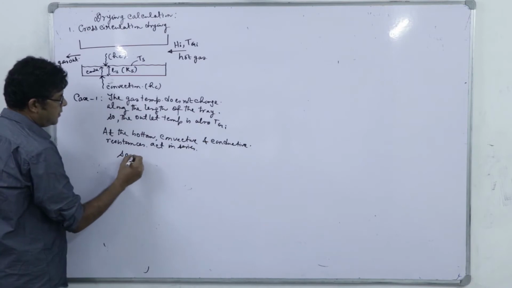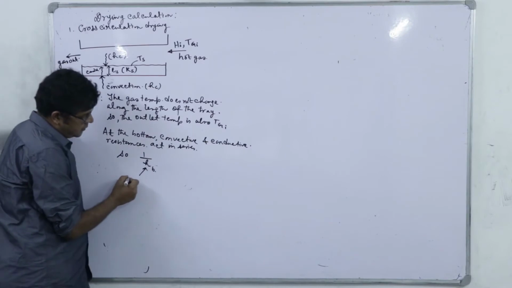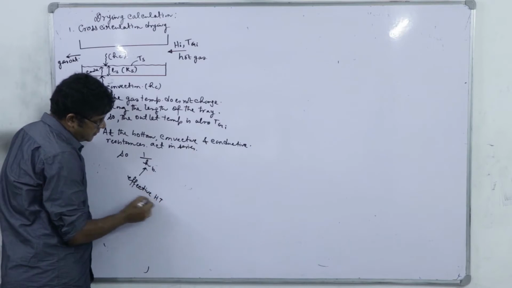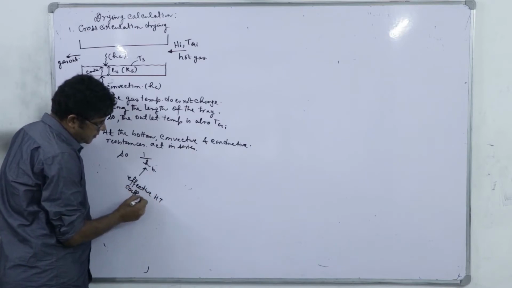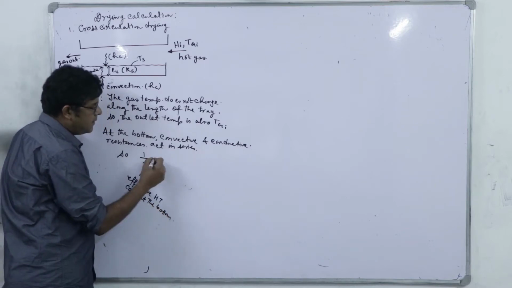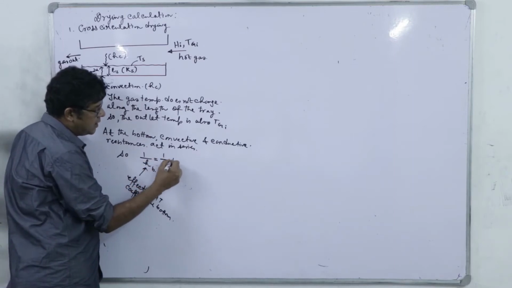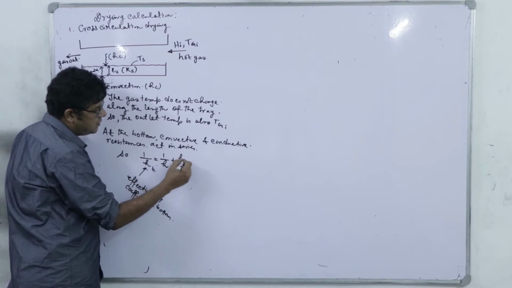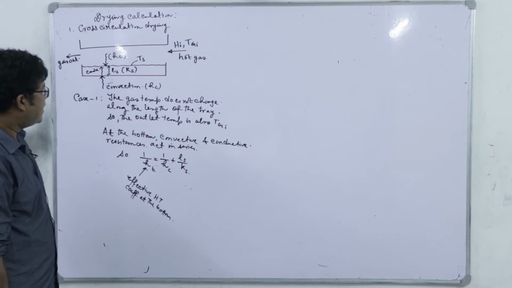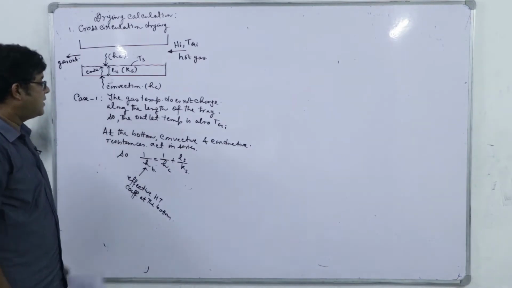So, 1 by Hb, where Hb stands for effective heat transfer coefficient at the bottom. This overall resistance must be equal to the sum of the convective resistance plus conductive resistance. Okay. So, you can get the value of Hb if I know Hc, Ls and Ks.